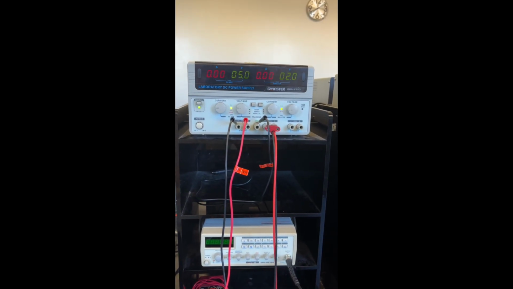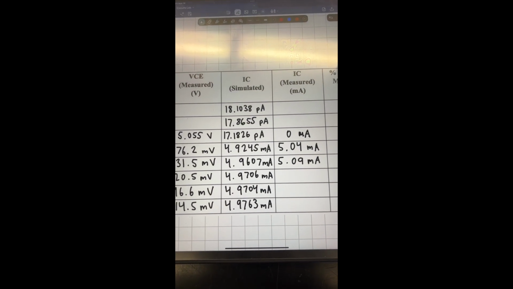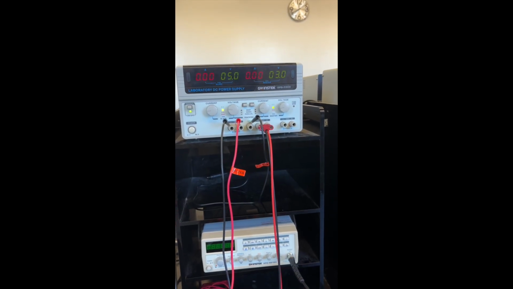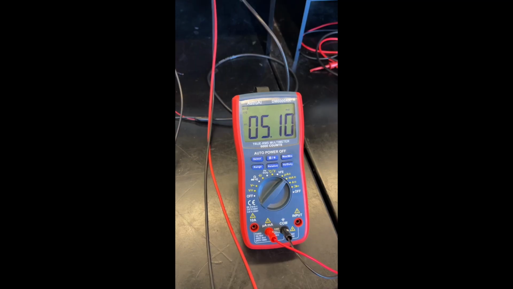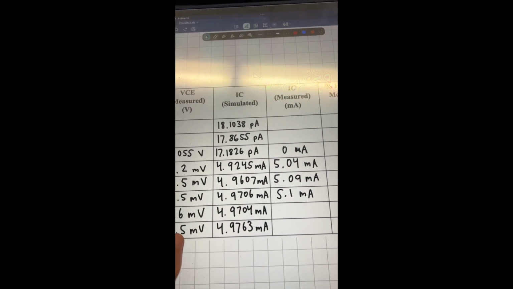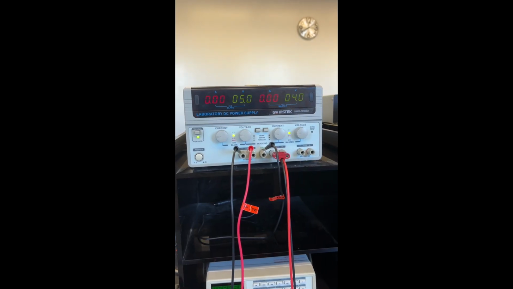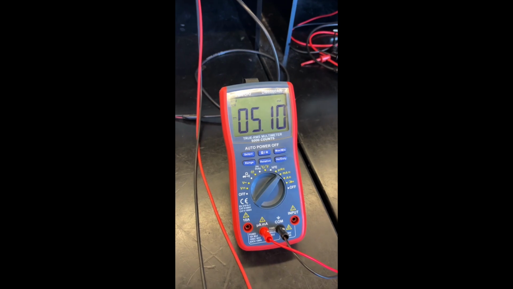And now when my VN is 2 volts, I'm getting an IC of 5.09 milliamps, and my simulated was 4.96 milliamps. And now when my VN is 3 volts, I'm getting an IC reading of 5.10 milliamps, and my simulated was 4.97 milliamps.